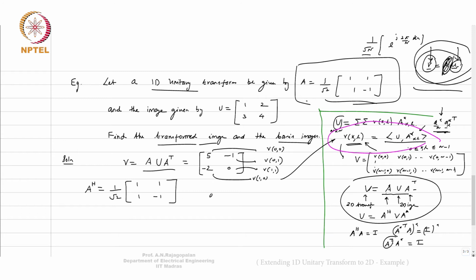So then what is your A star? A0 star is 1 by root 2, 1 by root 2. What is your A1 star? 1 by root 2, minus 1 by root 2. And then if you start looking at what is my A star 0,0, because I need each one of those here, because I need k, l going from 0 to 1, so A star 0,0 is then 1 by root 2. So what will you get? 1 by root 2 into 1 by root 2, which is 1 by 2, 1 by 2, 1 by 2.